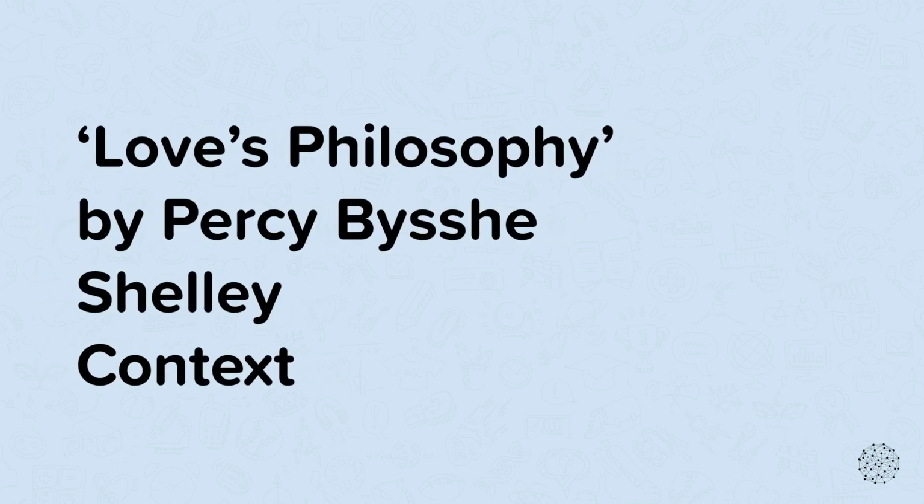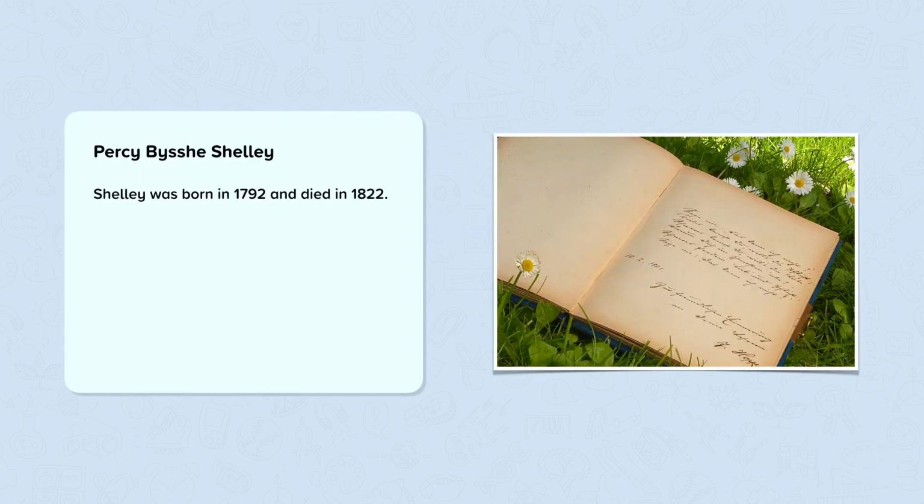In this nugget, we are going to explore the key context of the poem Love's Philosophy by Percy Bysshe Shelley, and think about the writer's intentions. Shelley was born in 1792 and died in 1822.